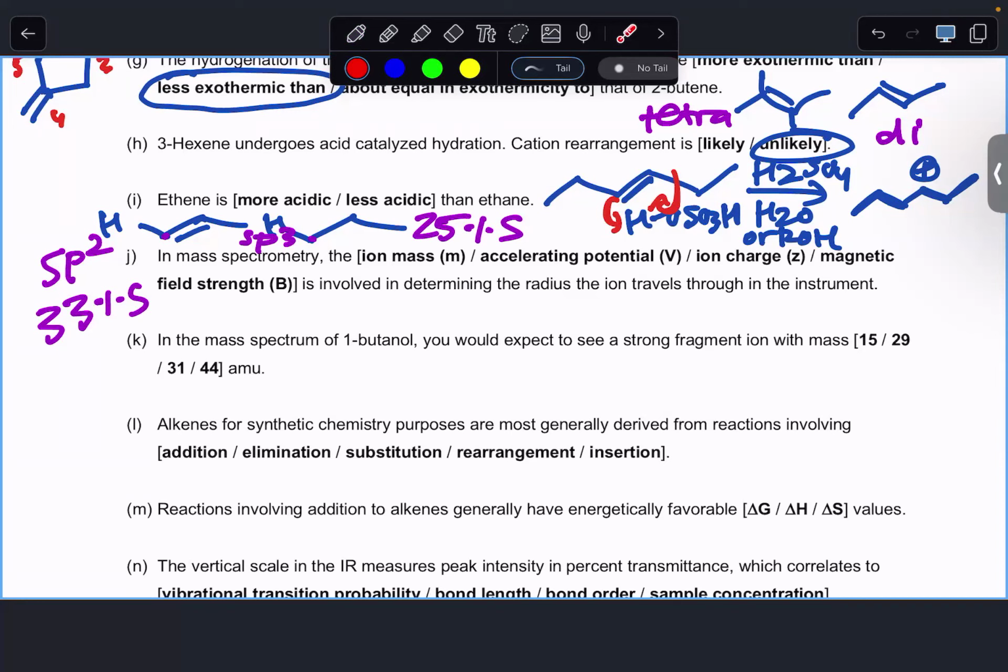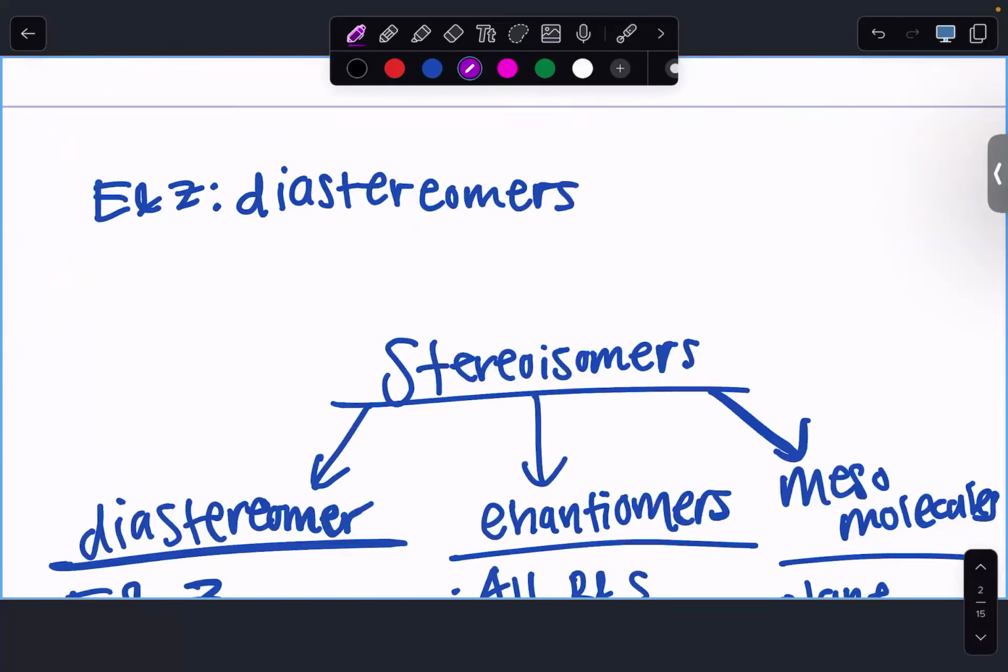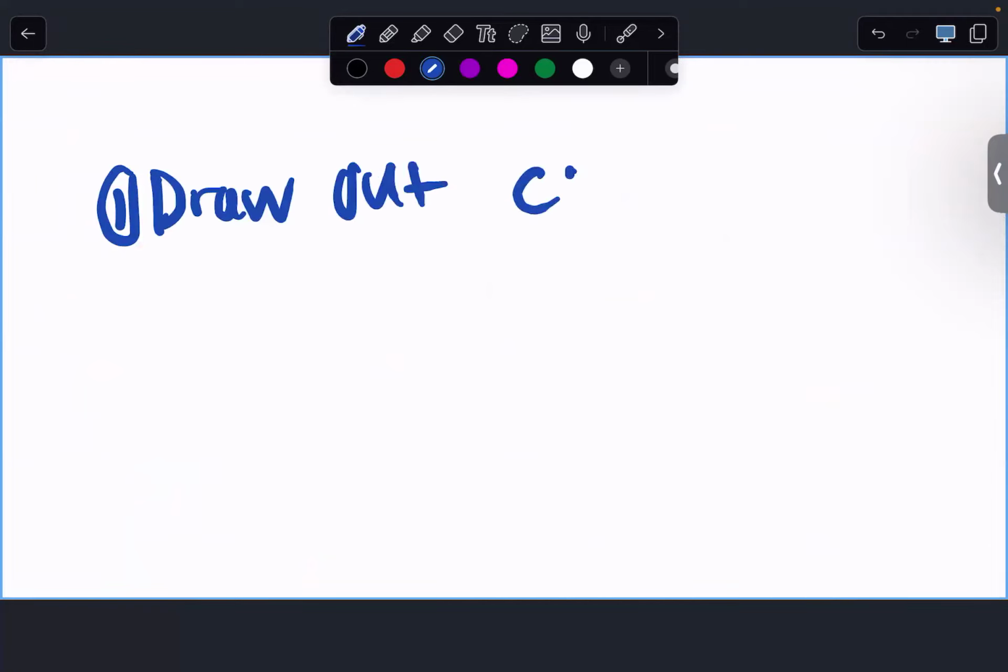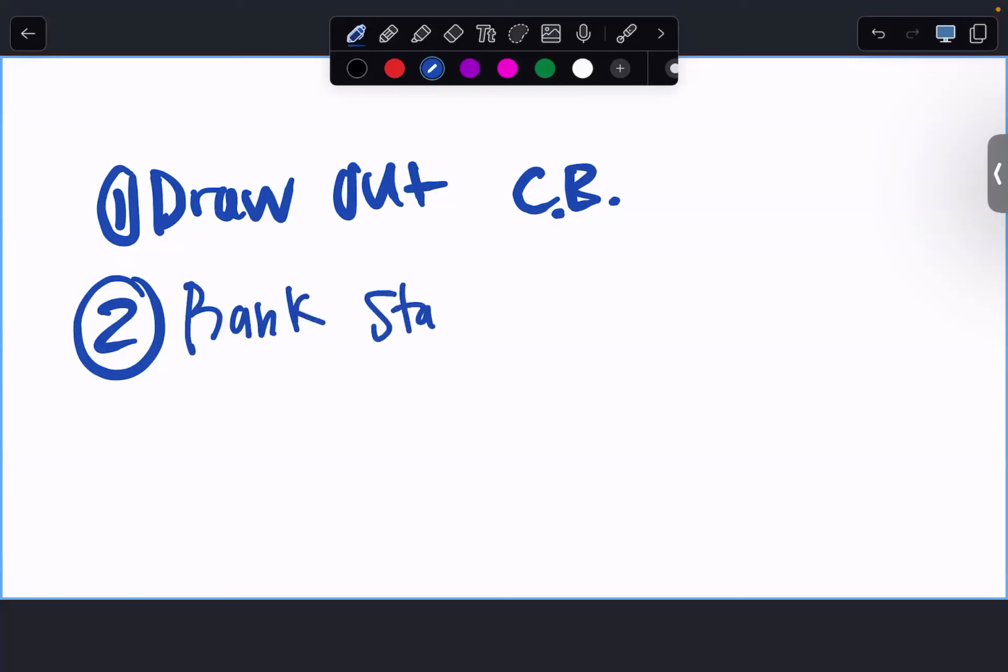Yeah, the sp2 one right here, because when we try to determine the stronger acid, this is what we do first. We first draw out the conjugate bases. Then you rank the stability of the conjugate bases.